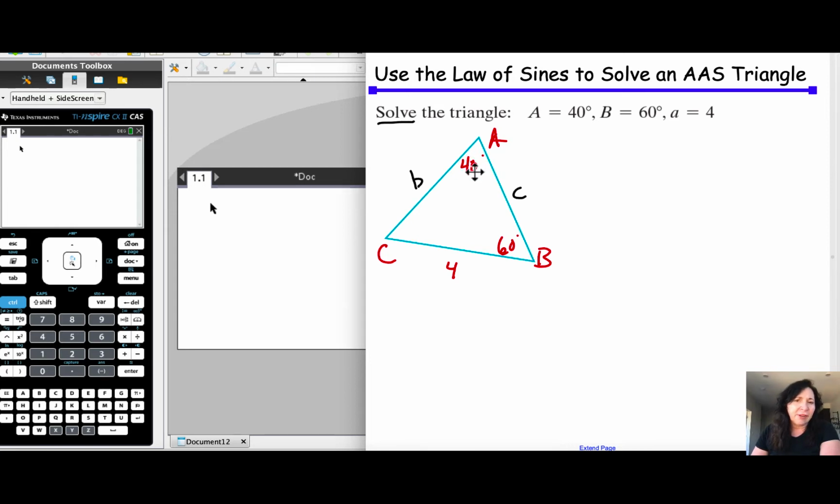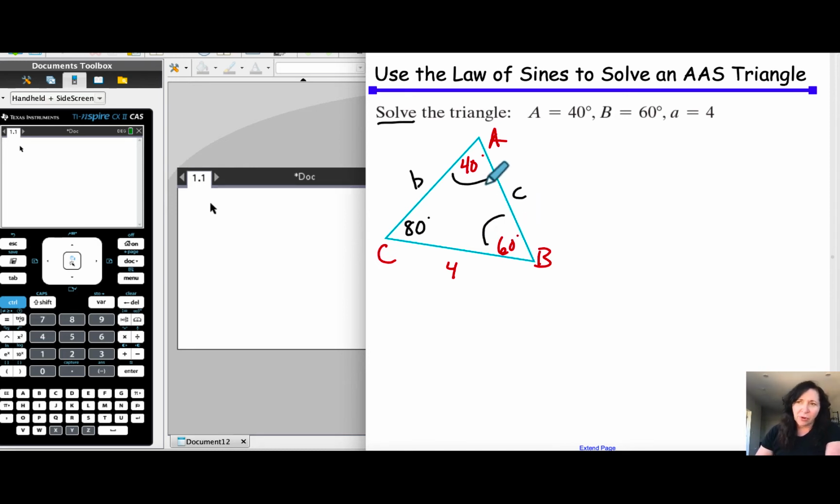Now, given that angle A is 40 and angle B is 60, that makes 100 degrees. And we know that the sum of the angles of a triangle is 180, which means that angle C has to be 80 degrees because that's what's left.